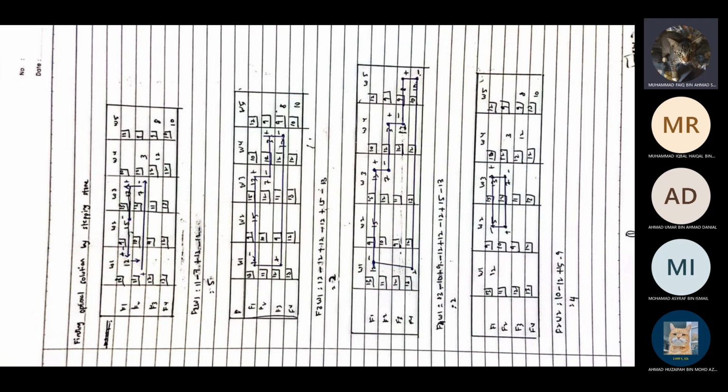Repeat, for example, positive, minus, plus, minus, until the path meets at the unoccupied cell. Okay, repeat the step until all the unoccupied cells get evaluated. Now, if all the changes are positive or greater than or equal to zero, then the optimal solution has been reached.